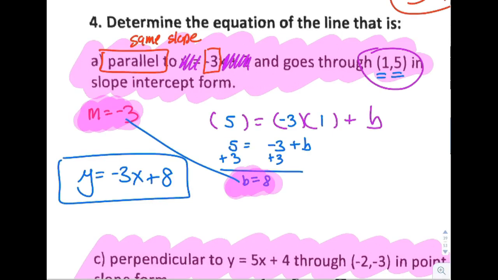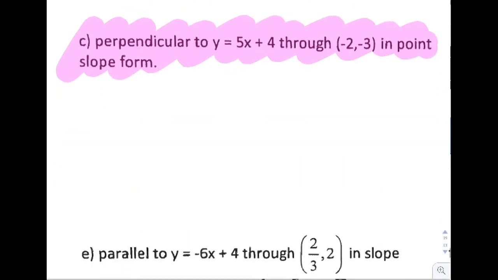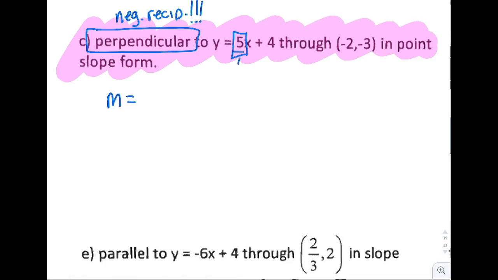Alright, let's try C. This time the word is perpendicular. So we don't use this because it's perpendicular. We need to use the negative reciprocal. So instead of 5 over 1, we're going to use the opposite of that and the flipped version of that, negative 1 over 5. Because negative 1 over 5 is the negative reciprocal of positive 5 over 1. Then we do y equals mx plus b.